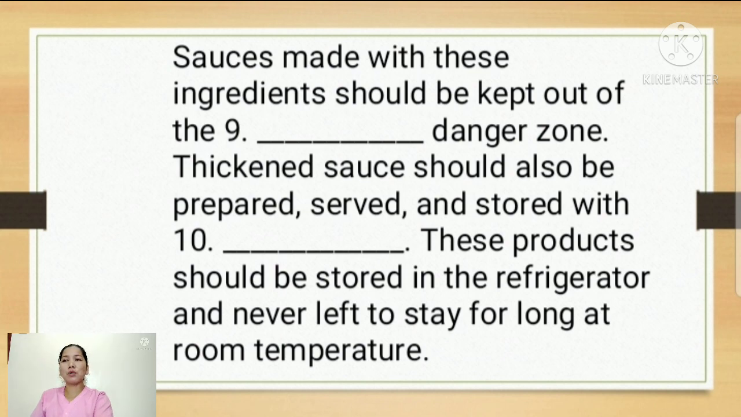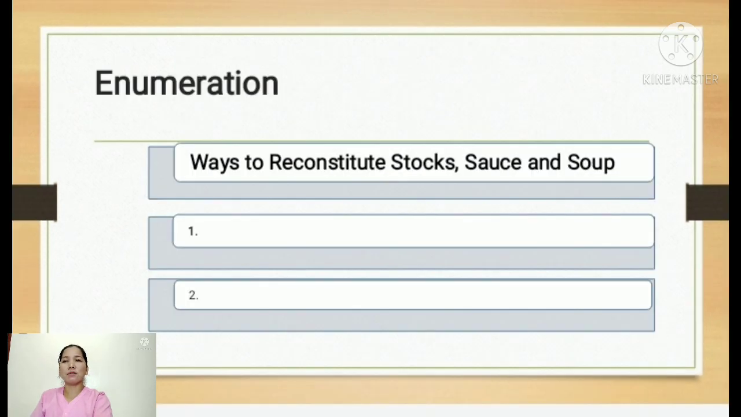Okay, activity 2 is enumeration. Enumerate ways to reconstitute stock, sauce, and soup. Number 1 and number 2.